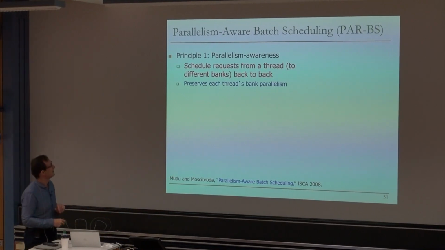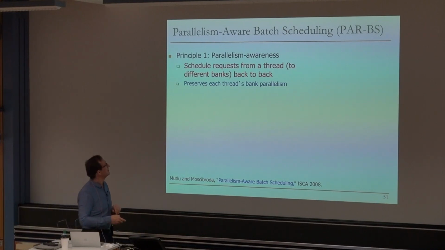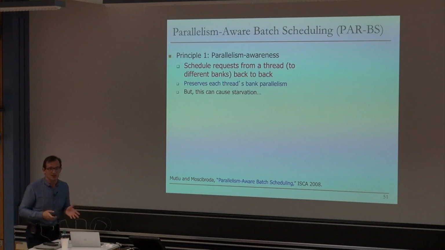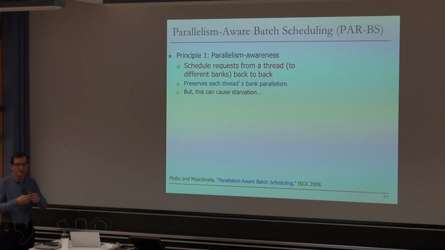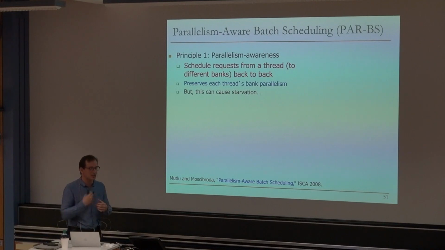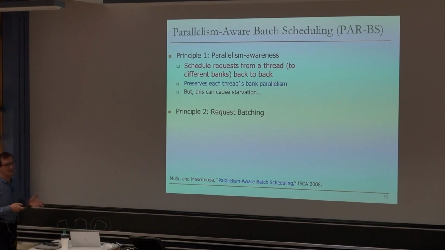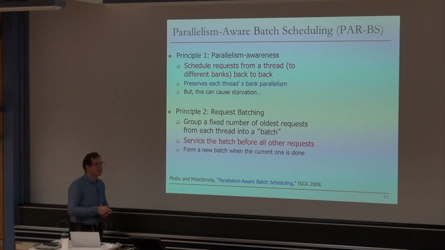That's the idea. Now this is good because it preserves each thread's bank parallelism as much as possible, but this can also cause starvation. Now you're prioritizing one thread in all banks. So if the thread's request gets serviced quickly, it can generate other requests. That thread can now hog the memory system, and we don't want that hogging. So the other principle is called request batching. And the idea over here is to prevent that sort of starvation.